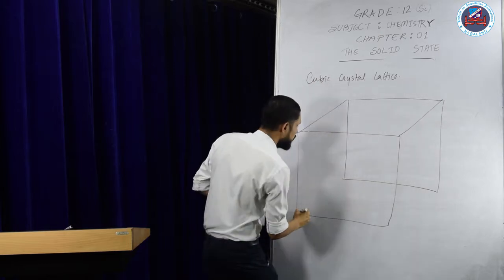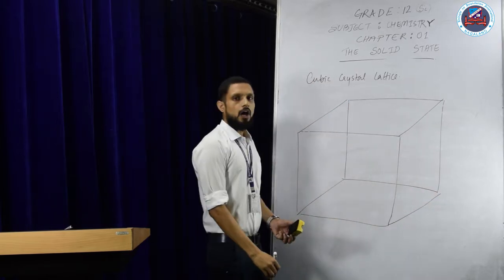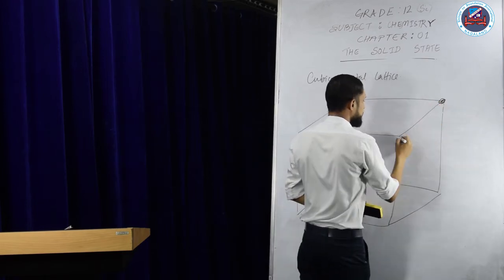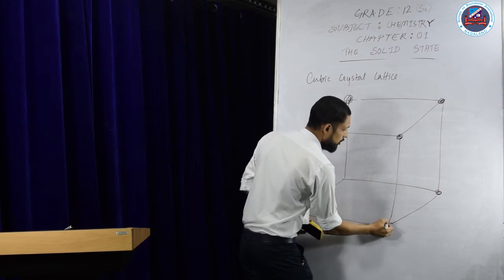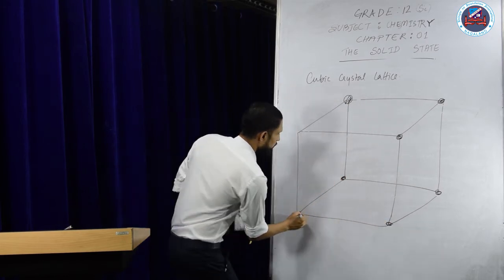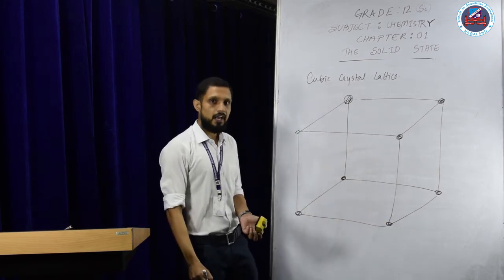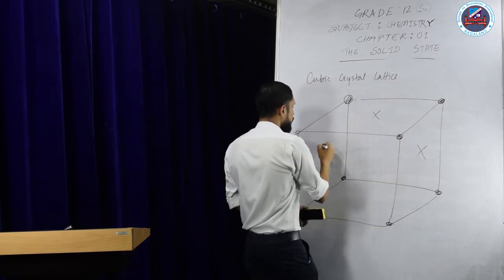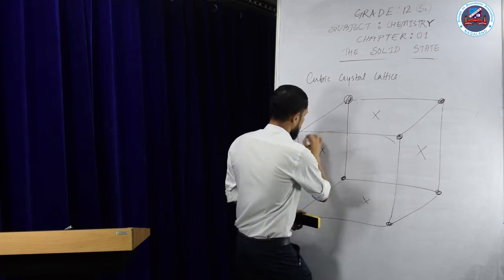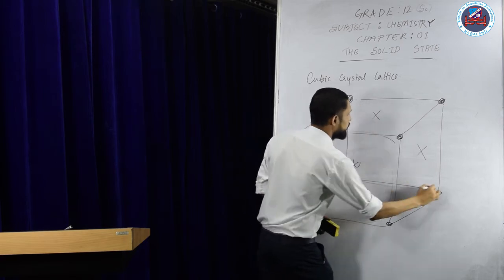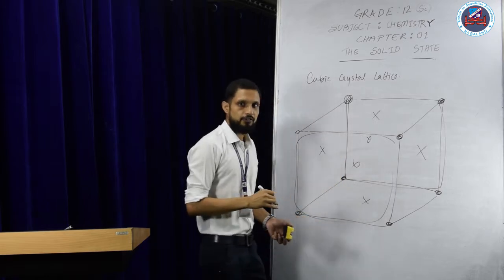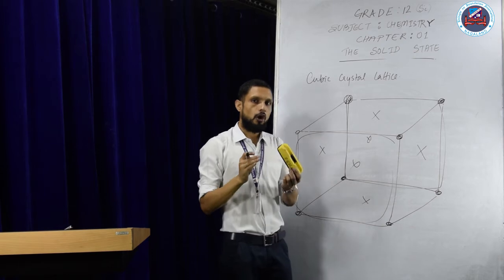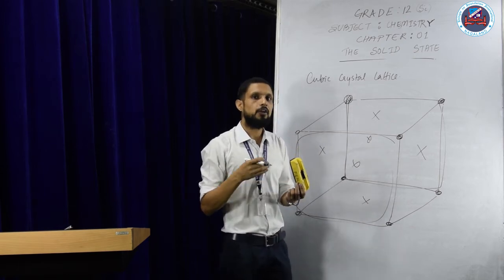Let us consider this as a cube. Now you can see in a cube we have 8 corners: 1, 2, 3, 4, 5, 6, 7, 8. There are 8 corners. And 1, 2, 3, 4, 5, and 6, there are 6 faces and one whole body. So there are 8 corners, 6 faces and one body.